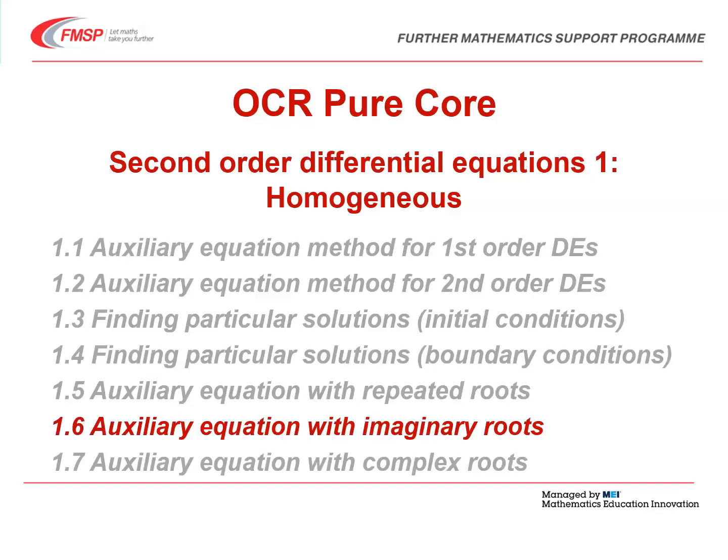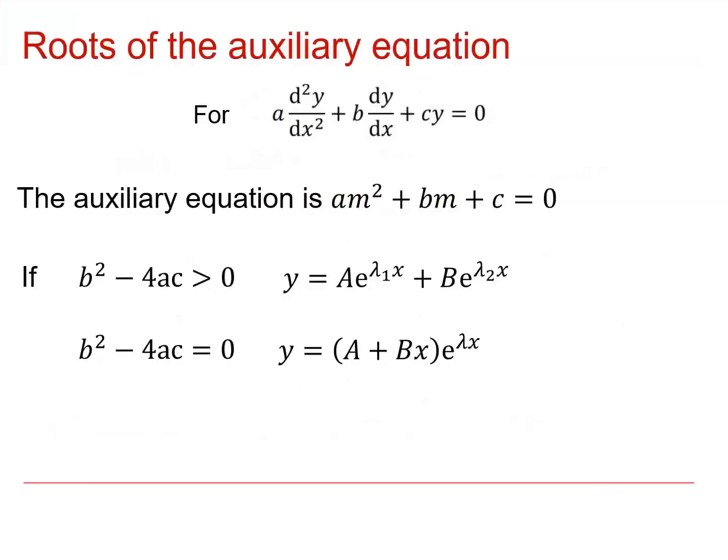This is a video for OCR Pure Core Mathematics, second order differential equations 1, homogeneous equations, 1.6, auxiliary equation with imaginary roots. We've already looked at this second order differential equation and seen that the solution starts with forming the auxiliary equation, here with a variable m in it. Depending upon the solutions to this quadratic equation, we get different sorts of general solution.